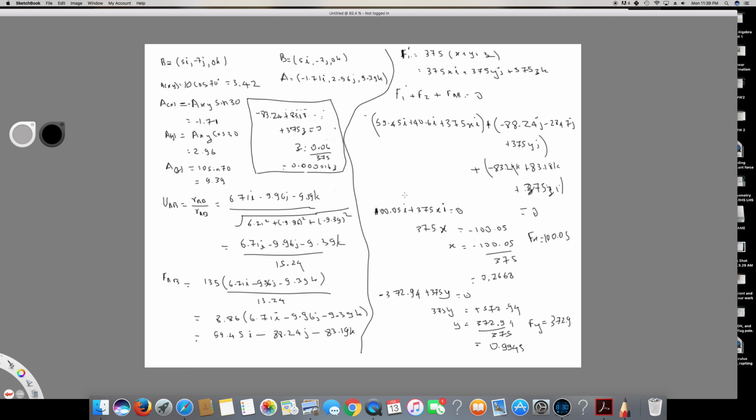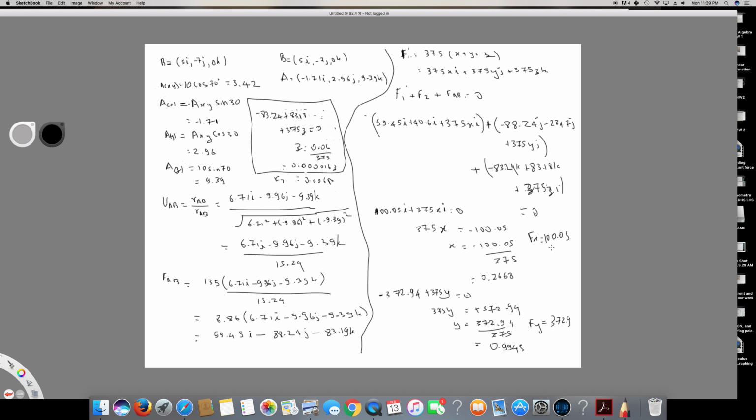Now if I calculate this one, 0.000016 times 375 is going to be equal to 0.006. Fc is equal to 0.006. So these are my values. Now I can find the angle from these values. So from the x and z components I can find the value.